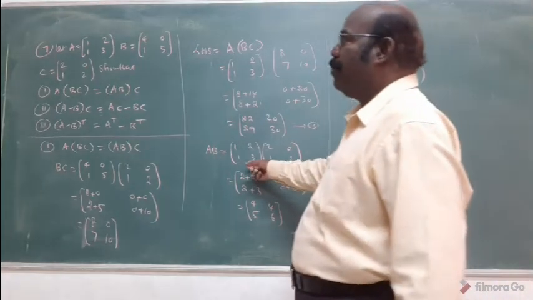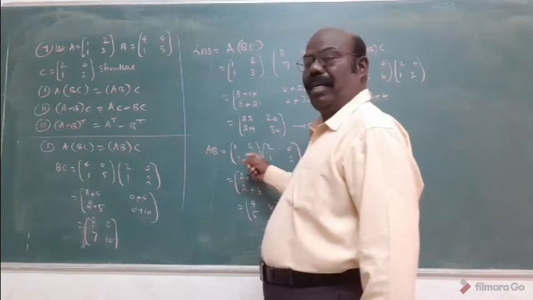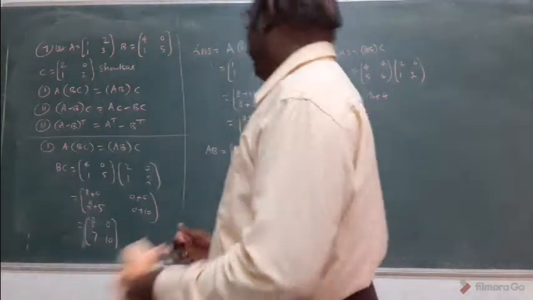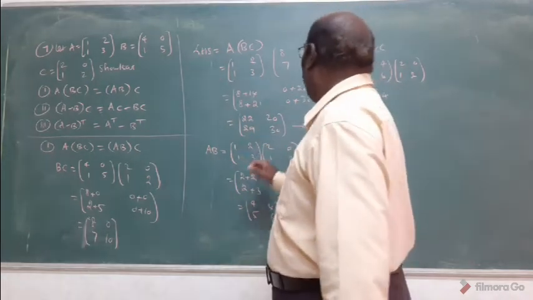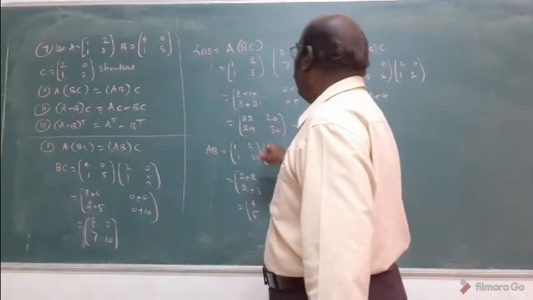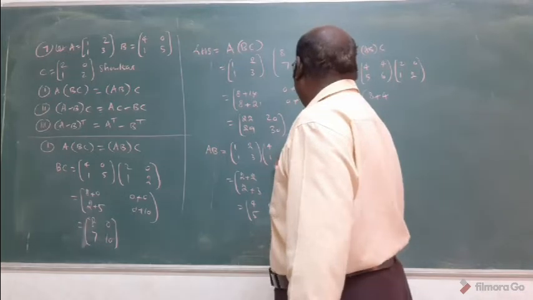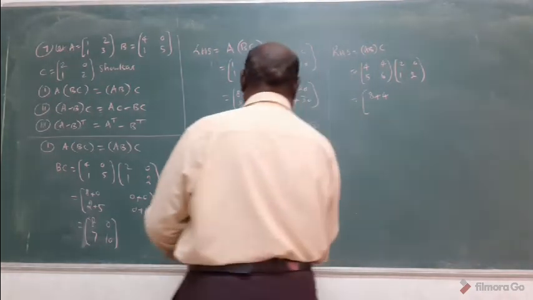Here, actually, A with B, no. Am I right? A with B. That means A is 1 2 1 3. B is what? 4 0 1 5. Am I right? Small change.